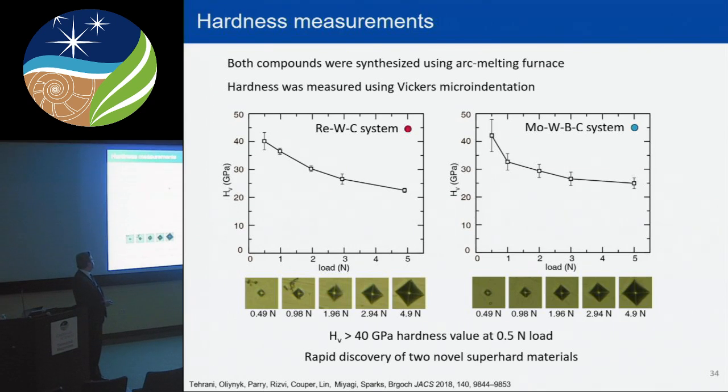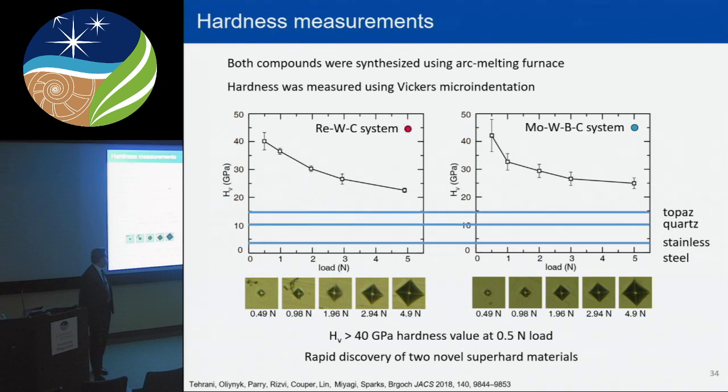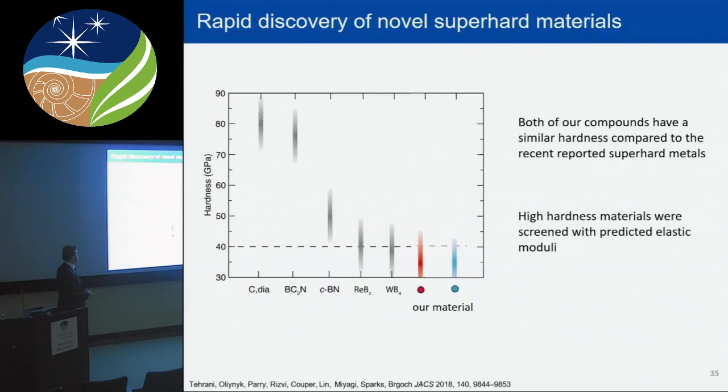We do the measurements, and they exceed the 40 GPa threshold to be considered superhard materials. It's definitely harder than steel. It's harder than quartz, topaz, and corundum also. So these materials are superhard. In terms of hardness, they compare to recently reported rhenium borate and tungsten borate materials.